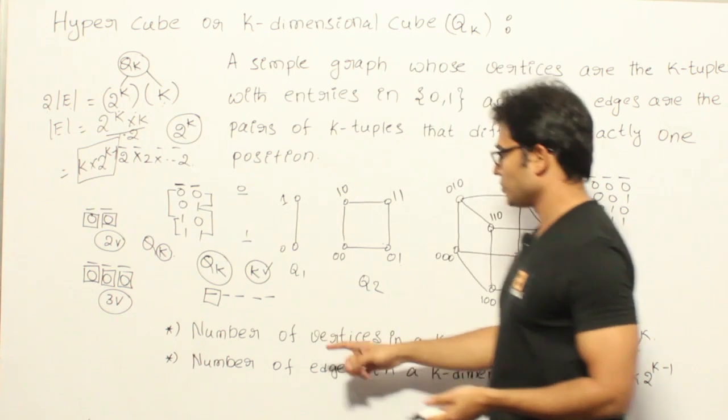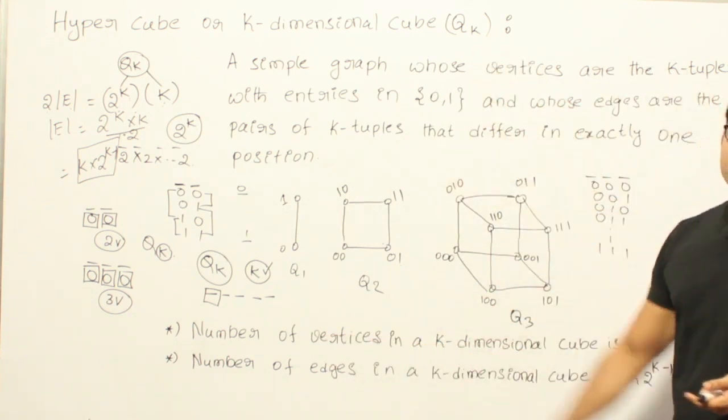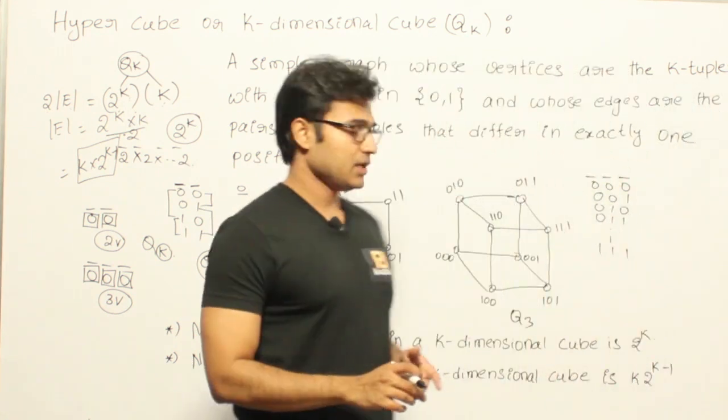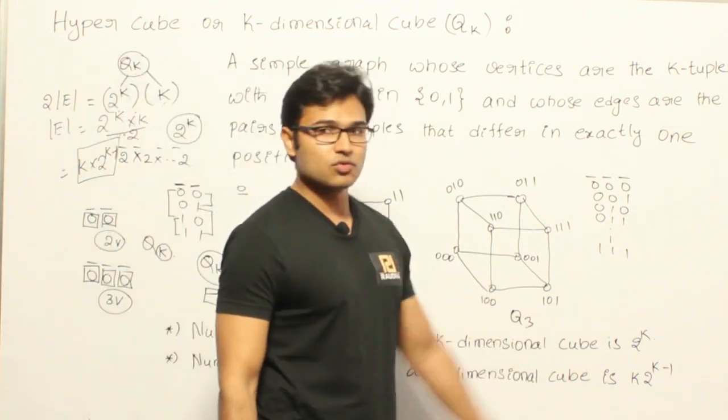So now you look at these points. The number of vertices in a k dimensional cube, Qk, is equal to 2 power k. That is what we discussed. And the second one is the number of edges in the k dimensional cube, which is k into 2 power k minus 1.